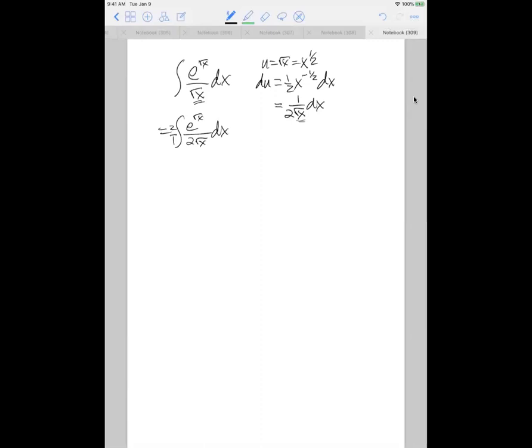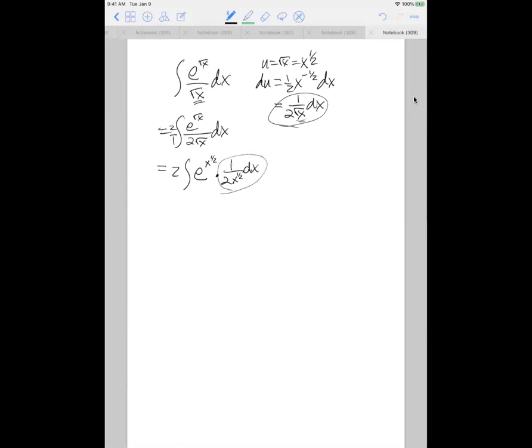So now let's rewrite this in a format that will be visible here. And once you've seen it, it's something you can work with yourself. I'm going to write this as e to the x to the 1/2, and then we're going to multiply that by 1 over 2 x to the 1/2 dx. All right? And that's what my du is.